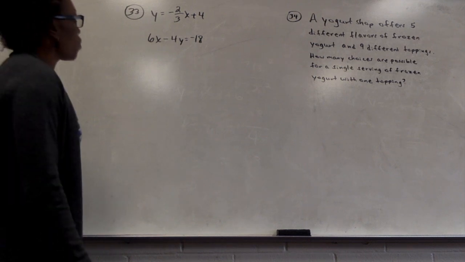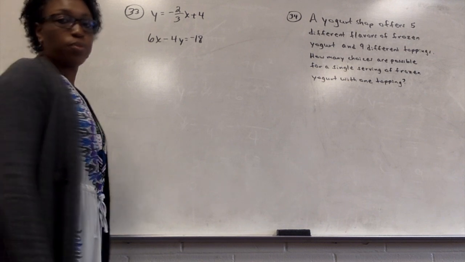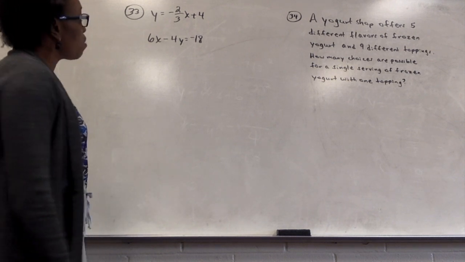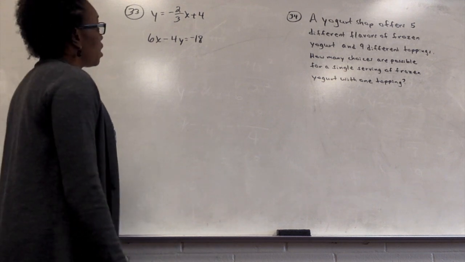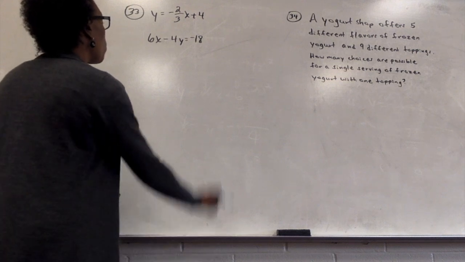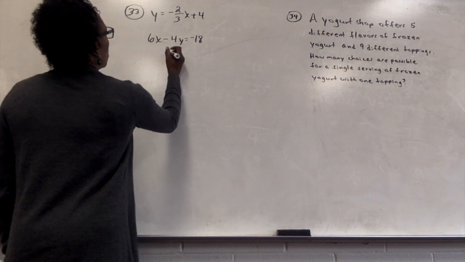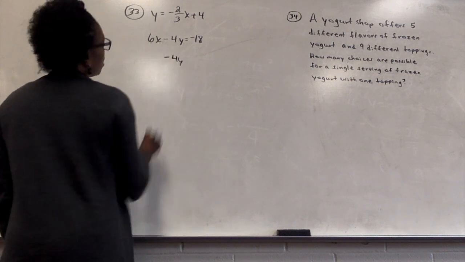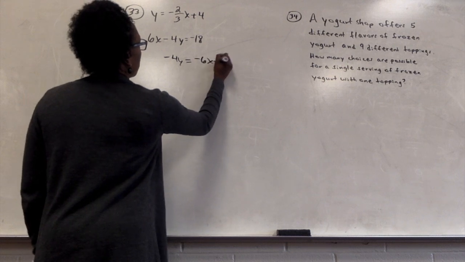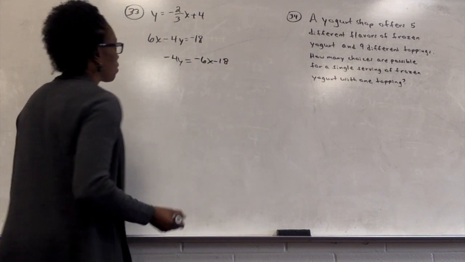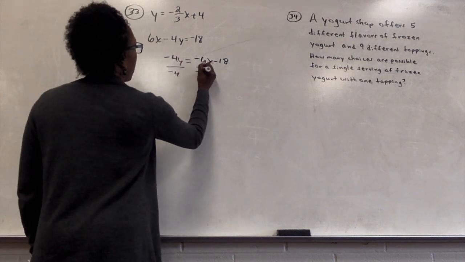So in this problem, once again, we want to determine if these two lines, when they're graphed, will they be parallel, perpendicular, or neither. So once again, we must get both lines in slope-intercept form. Notice the first line is set up in slope-intercept form, so I'm going to rearrange my second equation here. So negative 4y, again, is on this side. I'm going to move 6x, and it becomes minus 6x on the other side. I'm going to divide all three parts again by negative 4.